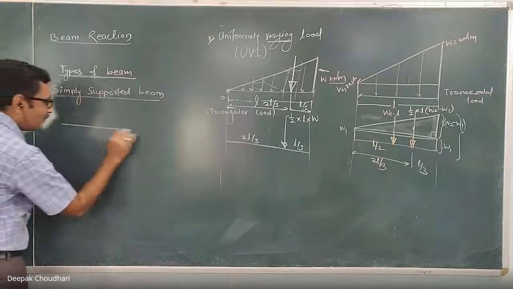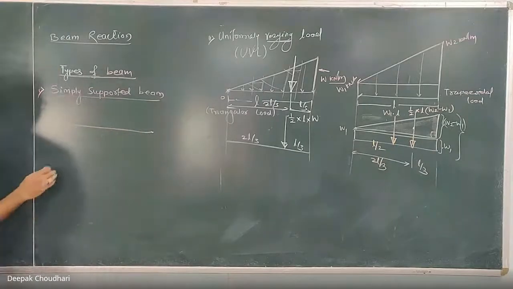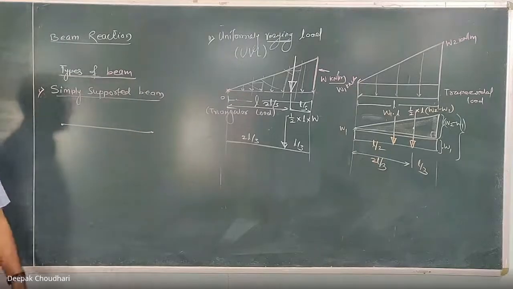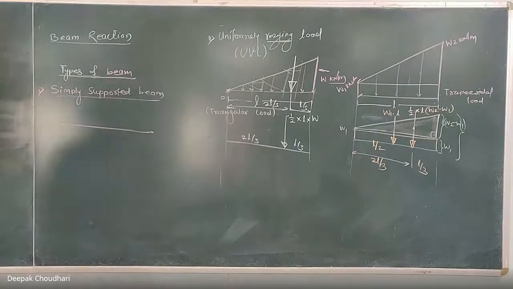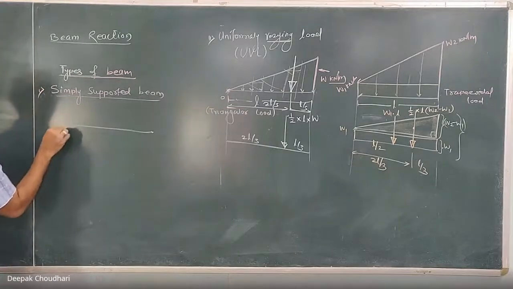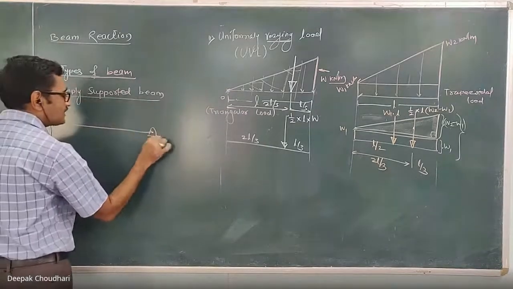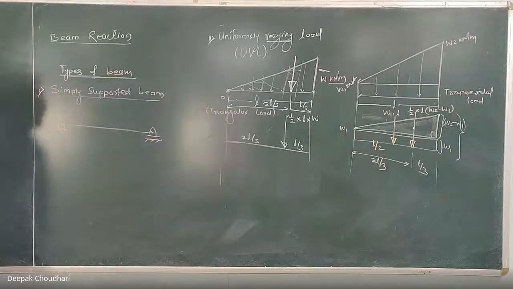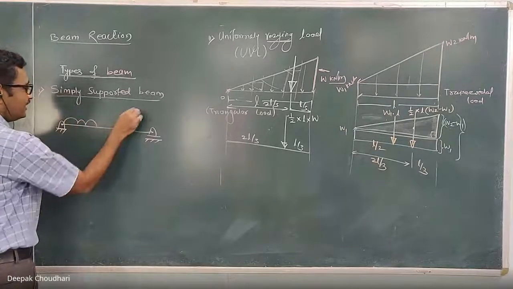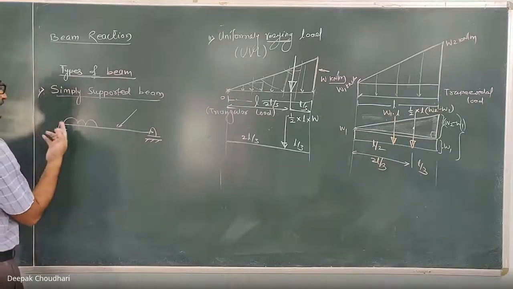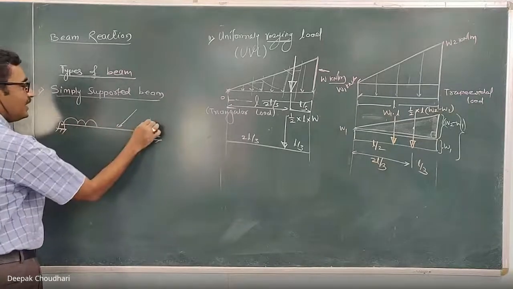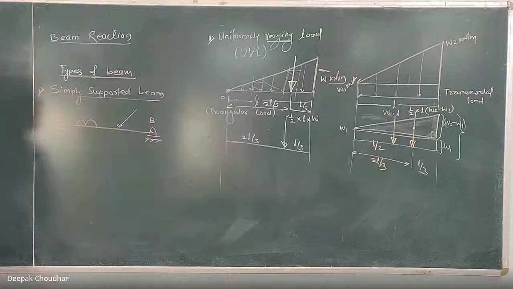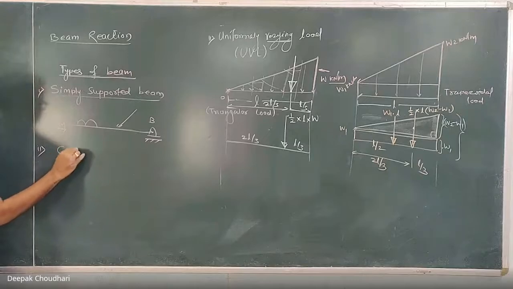Here, when the beam is supported at its two extreme ends, with the help of some hinge support and the roller support. So when the beam is supported at its two extreme ends, then loading कुछ भी रहने दो, UDL रहेगा, UVL रहेगा, incline point load रहेगा, कुछ भी रहेगा. But when the beam is supported at its two extreme ends, such type of beam is known as a simply supported beam. Second type of beam is the cantilever beam.